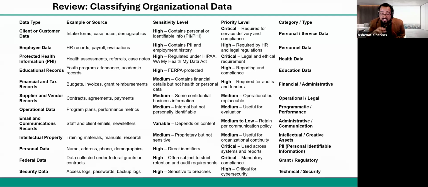This slide contains the 10 variables and many others, and I tried to identify and categorize the data based on the type, sensitivity, and importance. For example, the first one, the intake form, case notes, and demographics: for sensitivity, I categorize them as highly sensitive data because they contain personal or identifiable information. For importance, I thought these are critical because they are required for service delivery and compliance. For category or type, I categorize them as personal or service data.